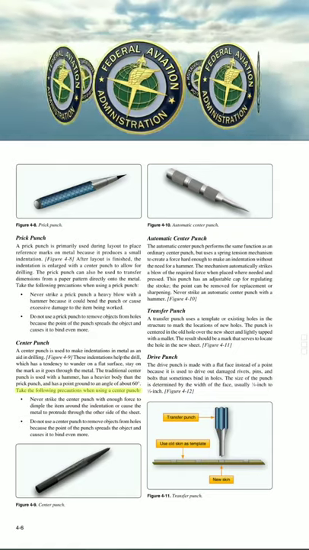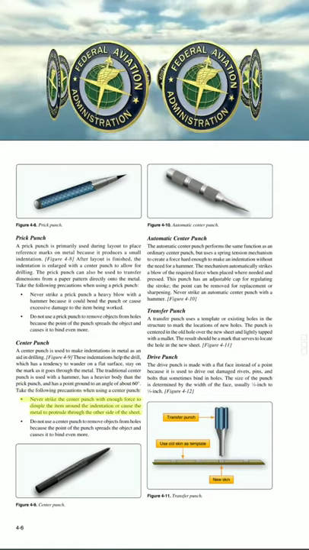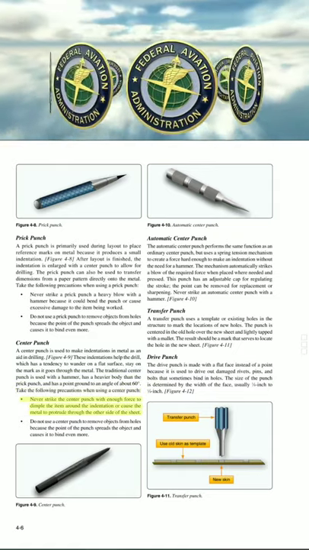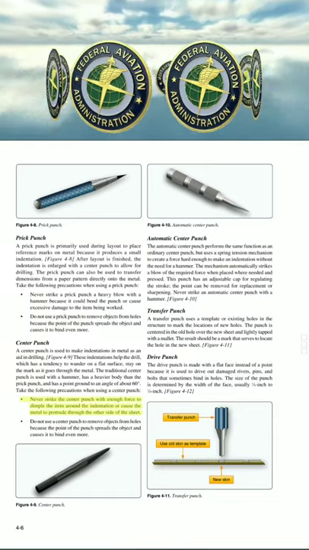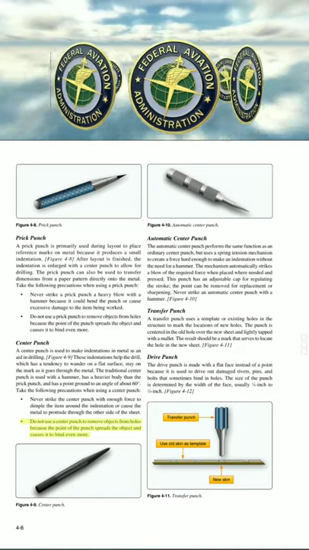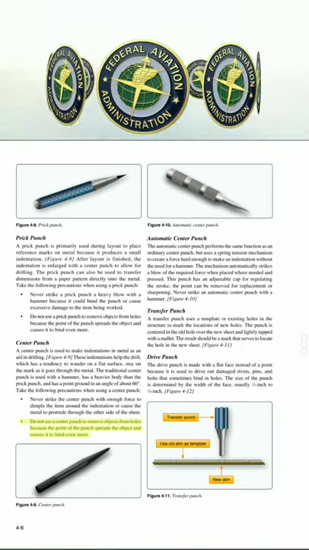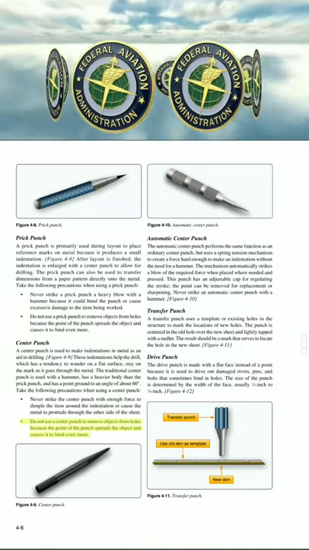Take the following precautions when using a center punch. Never strike the center punch with enough force to dimple the item around the indentation or cause the metal to protrude through the other side of the sheet. Do not use a center punch to remove objects from holes, because the point of the punch spreads the object and causes it to bind even more.